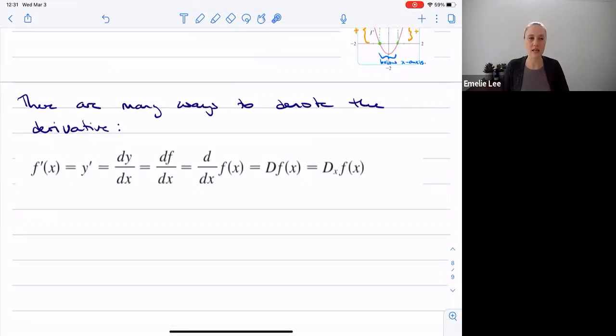So all this is saying is that all of these different notations, they all mean the same thing. They mean take the derivative and set it as a function at x. So we've been using f prime of x. You could just as well have used y prime, and that's because y and f of x are interchangeable. Or you could also talk about dy dx. I'm pretty sure the d comes from delta, so the change.